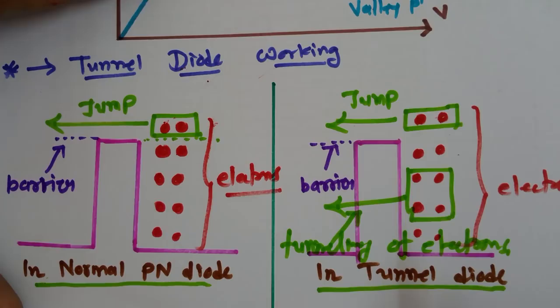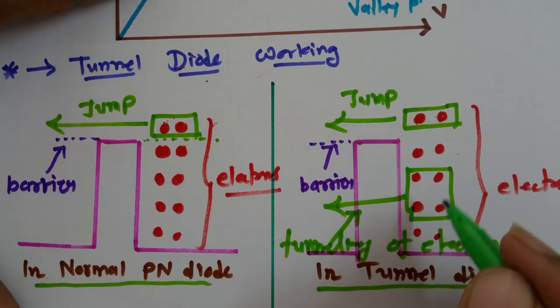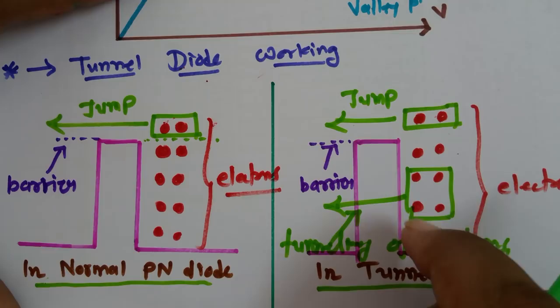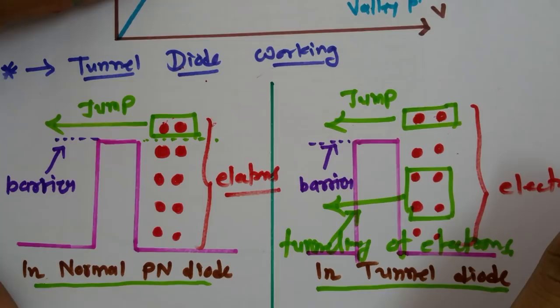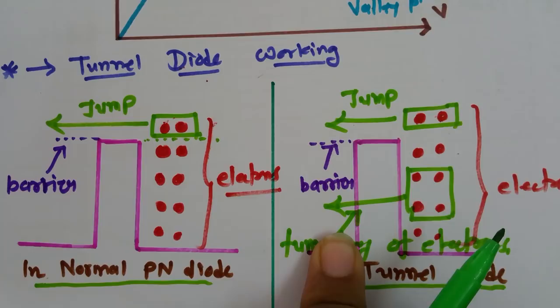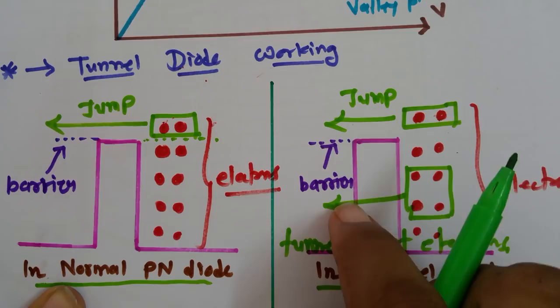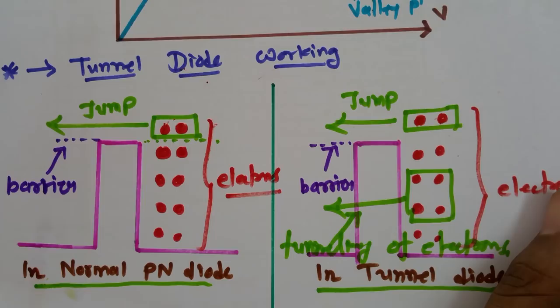So there can be a flow of electrons from N to P, even though the electrons have lesser energy than the barrier energy. This is how tunneling happens. Tunneling means penetration of electrons through the barrier, even though the electrons have lower energy than the barrier. Quantum mechanics explains that if the depletion region has a very narrow width, electrons can easily penetrate through it, and that is the case here. The depletion width is very narrow, so electrons can easily penetrate through it, and that is how tunneling happens.